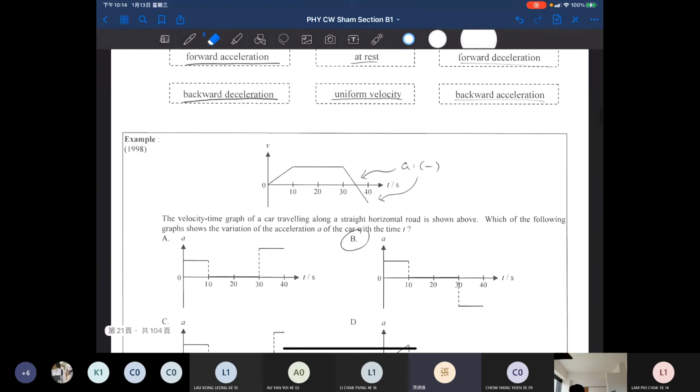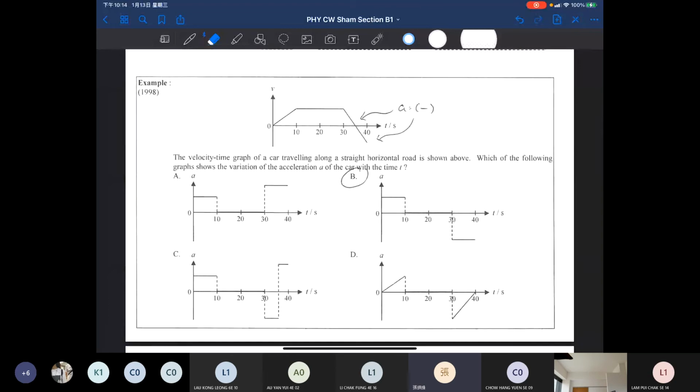The velocity time graph of a car traveling along a straight horizontal wall is shown above. Which of the following graphs shows the variation of the acceleration a of the car with the time t? Let's see it part by part. First one, it is accelerating with a constant acceleration. That means that it is neither A, B, or C. And for t equals 10 to 30, the velocity is not changing. Therefore, it is 0. So it's still either A, B, or C.